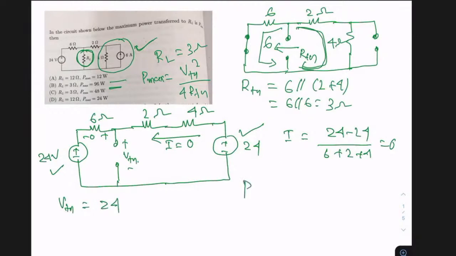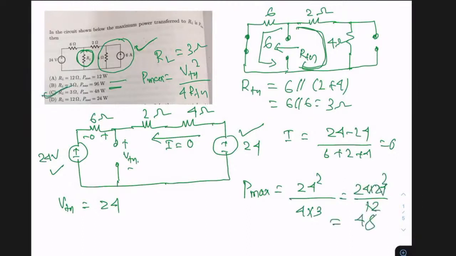So P max, the maximum power transferred, is VTH square, which is 24 square, divided by 4 into 3. That is 24 into 24 divided by 12. So this is basically coming 48. So the answer is C. So RL is 3 and the amount of maximum power transfer is 48.